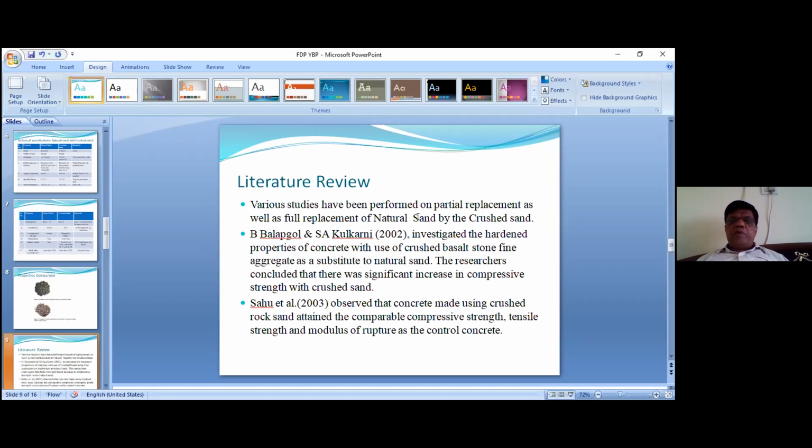because to popularize this crushed sand, they will have confidence in it, because they are the next civil engineers. Now we will take an overlook at the literature review.